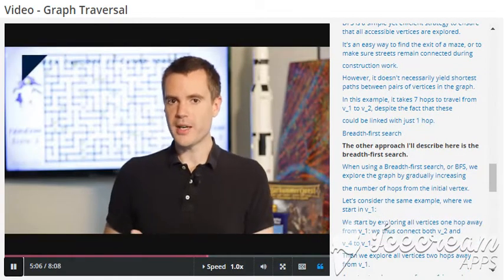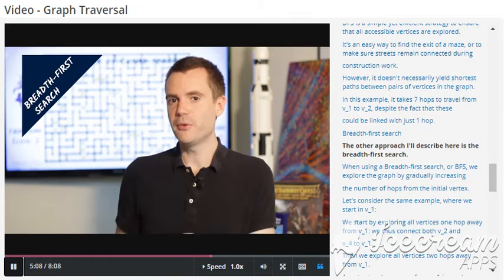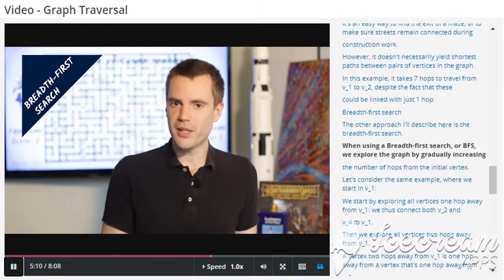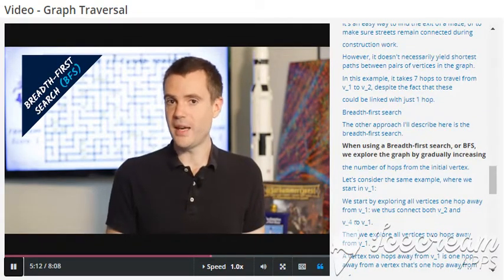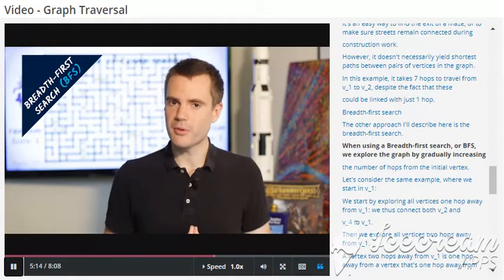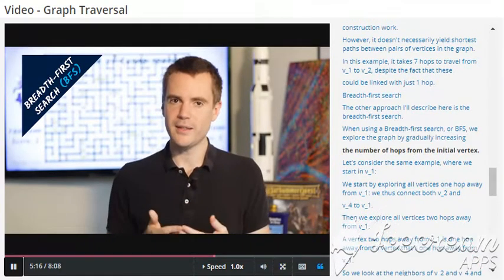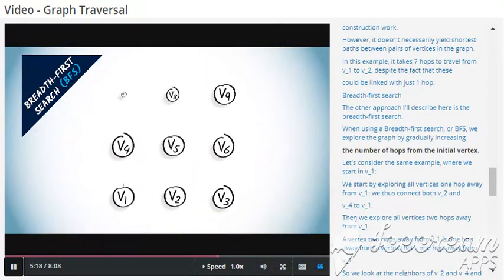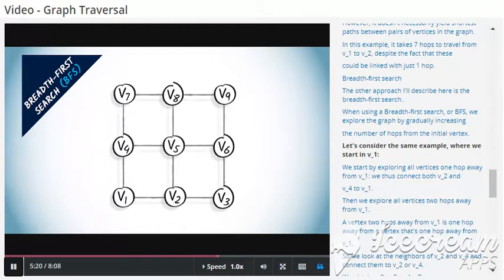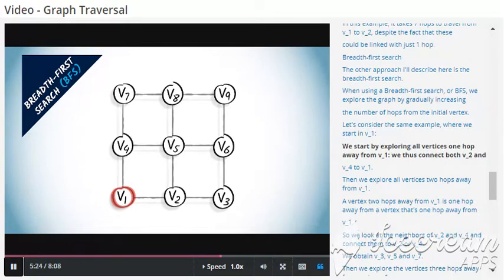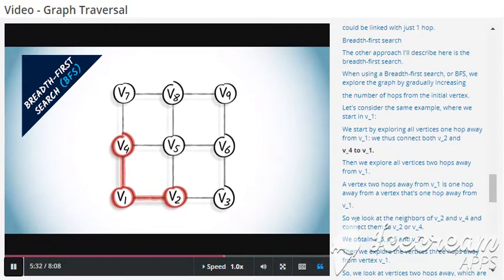The other approach I will describe here is a breadth-first search. When using a breadth-first search, or BFS, we explore the graph by gradually increasing the number of hops from the initial vertex. Let us consider the same example, where we start in V1. We start by exploring all vertices one hop away from V1. We thus connect both V2 and V4 to V1.